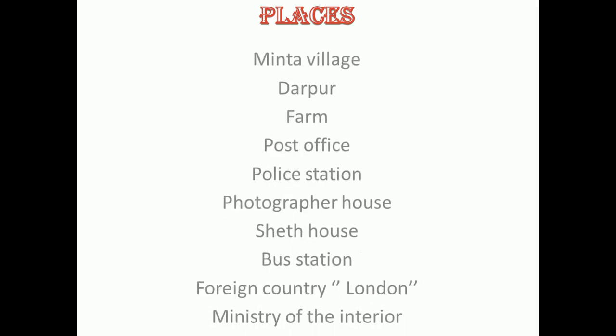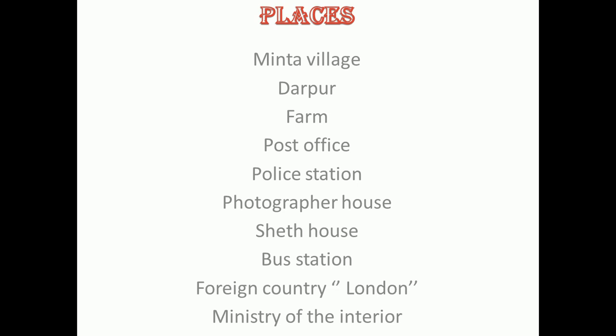So this story by T.C. Joub contains a lot of places. The first place is the Minta village, where Adam lives with his wife and the villagers. The second place is Darper. Darper is the place where Adam travels to change his money order.